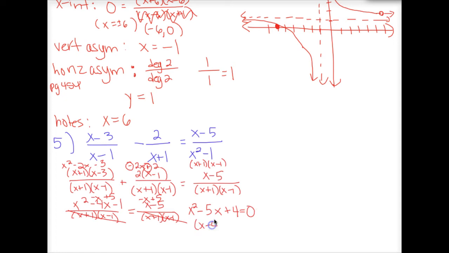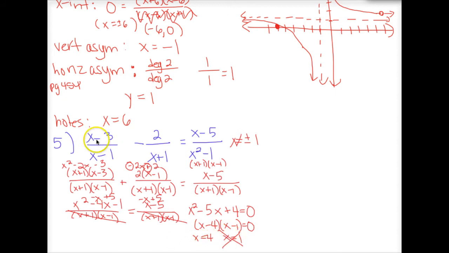So (x minus 4) times (x minus 1) when I factor it. So x equals 4 or x equals 1. Now remember, you have to go back and check for extraneous solutions. My original problem, x cannot equal positive or negative 1. So that means automatically I get to cross this guy out. x equals 1 is extraneous. The only solution left is 4.